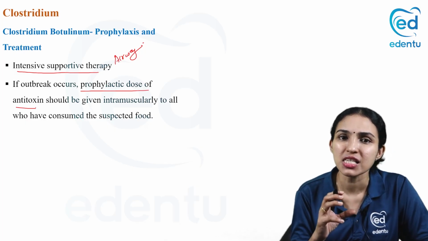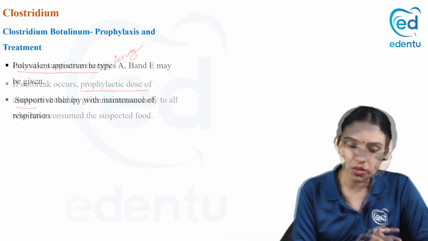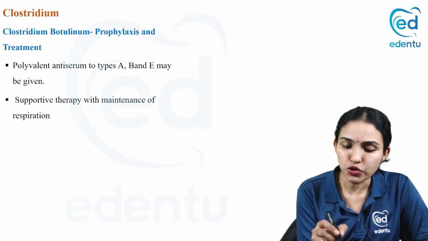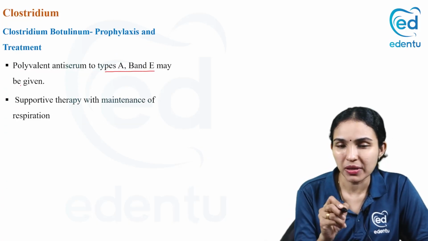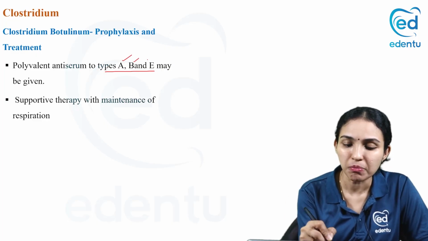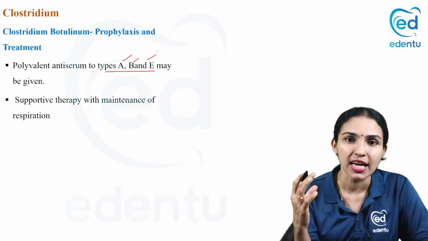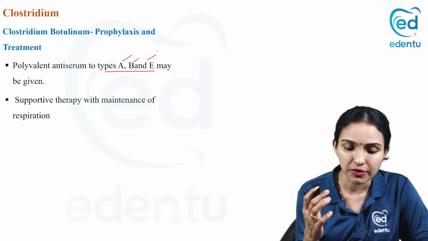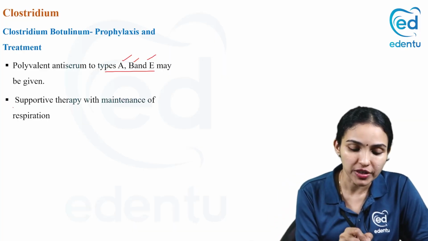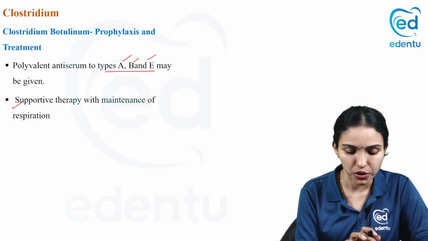Basically, it is supportive treatment that we can give if the patient already develops botulism. Polyvalent antiserum to types A, B and E may be given. That is an antiserum which is available. We have 8 serotypes, but A, B and E are more common. So we have polyvalent antiserum for anti-A, anti-B and anti-E, which can be given for treatment. And as I've told you, the very important thing is supportive treatment with maintenance of respiration. That is very important.